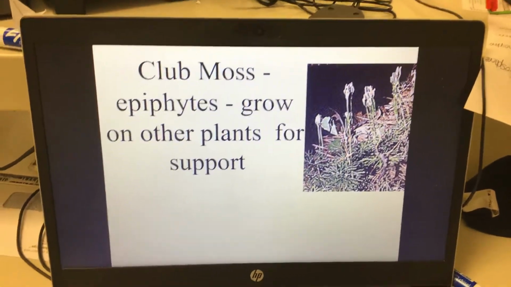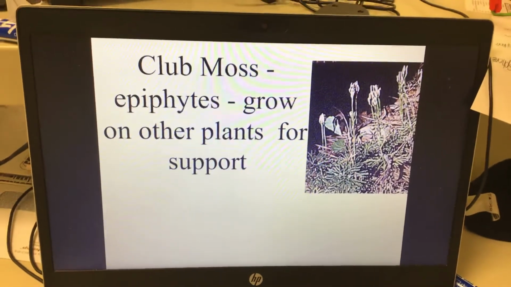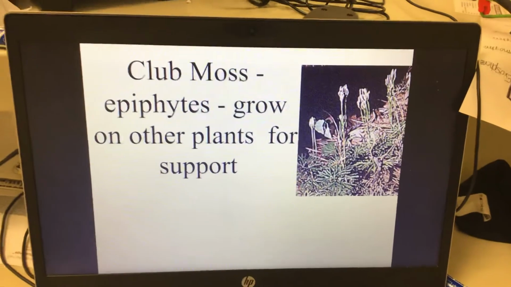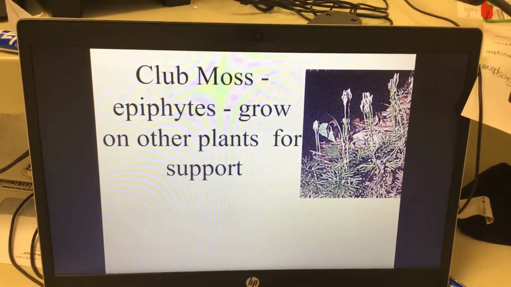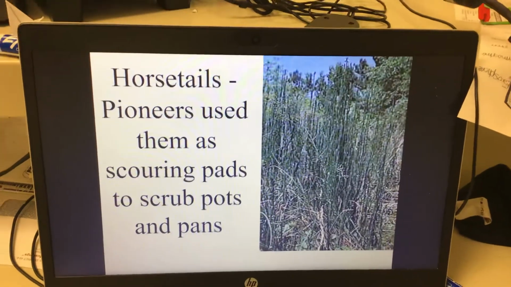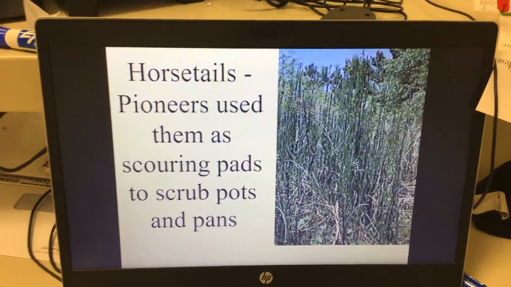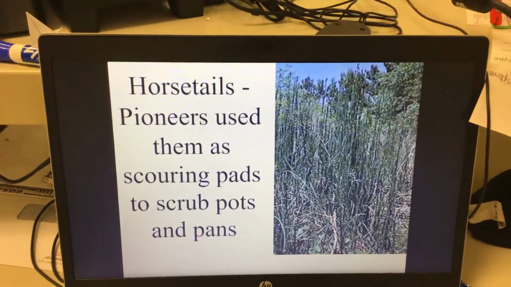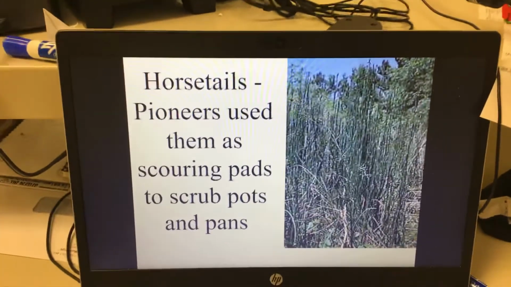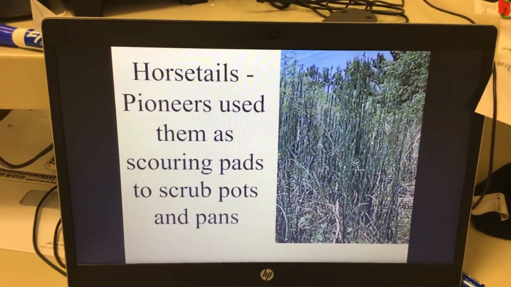Some more examples, if you want to write maybe one or two of these down. Examples of seedless vascular plants: club moss, horsetails. Maybe you've seen these before, usually in swampy areas, maybe next to a creek or something like that. Pioneers actually used them to scrub things.